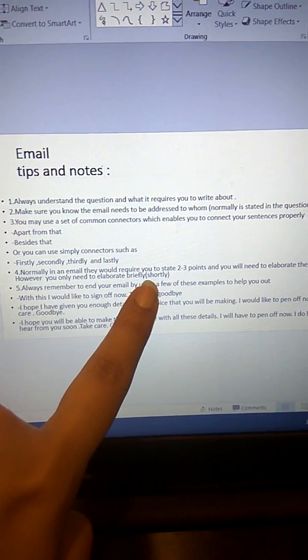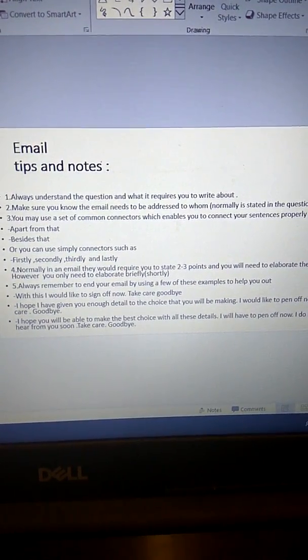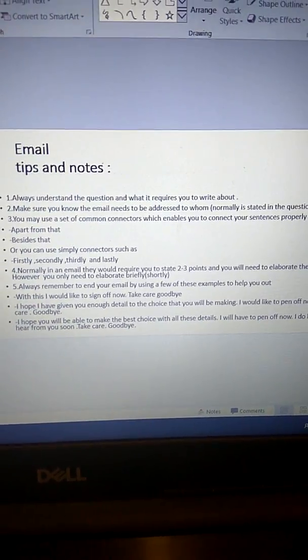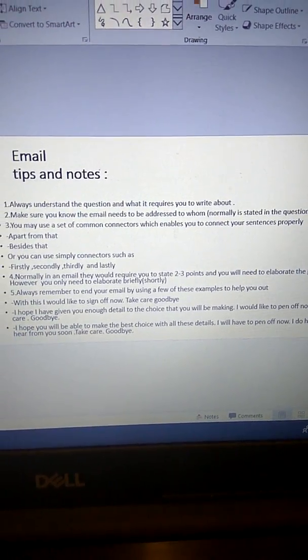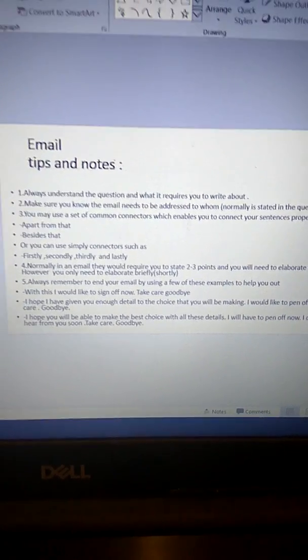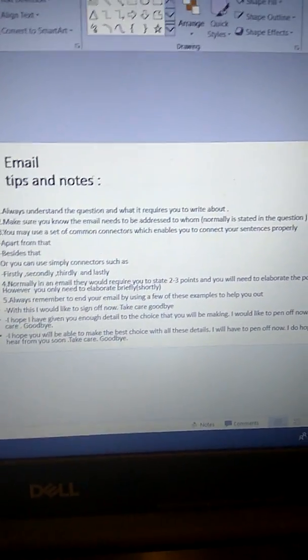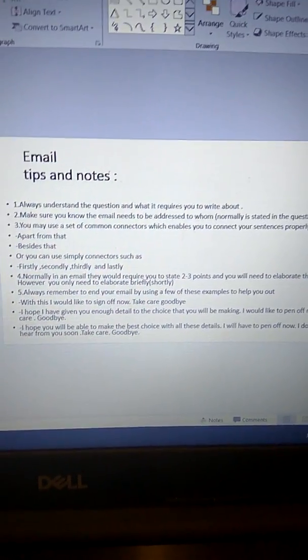Briefly means shortly. And the next one will be always remember to end your email. Now a lot of students do not know how to end their email. Teacher, how should I end my email? I'm not sure. Is my last point already my ending? No, the answer is no. Your last point is not the ending of your email.